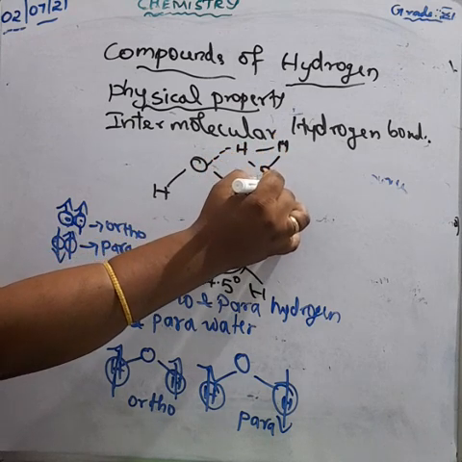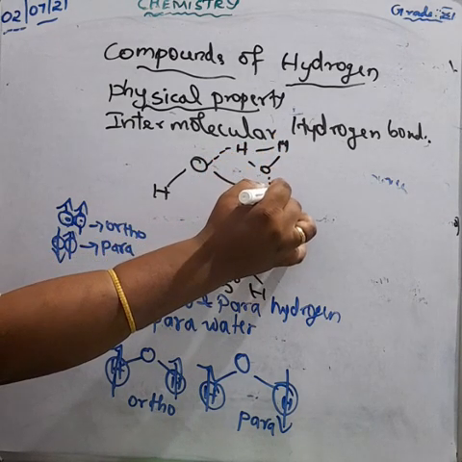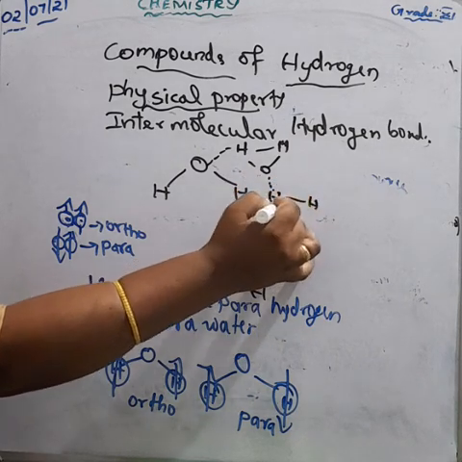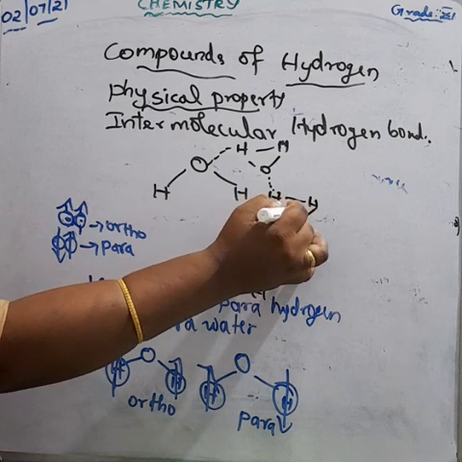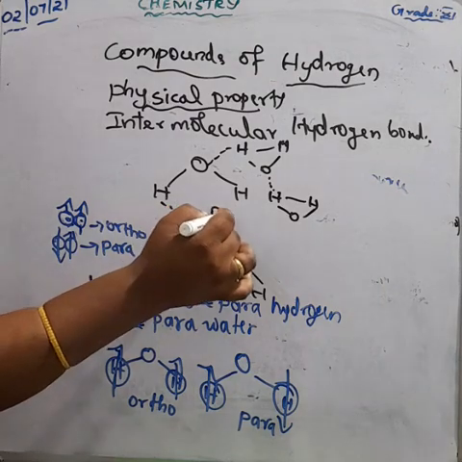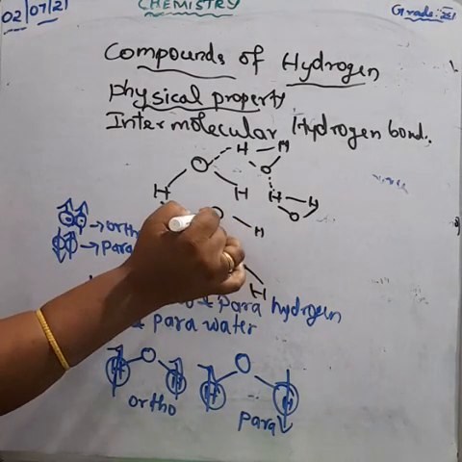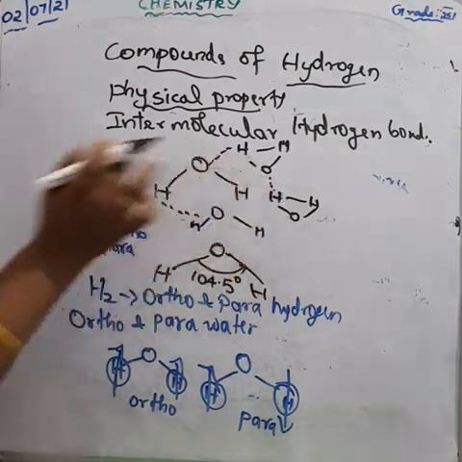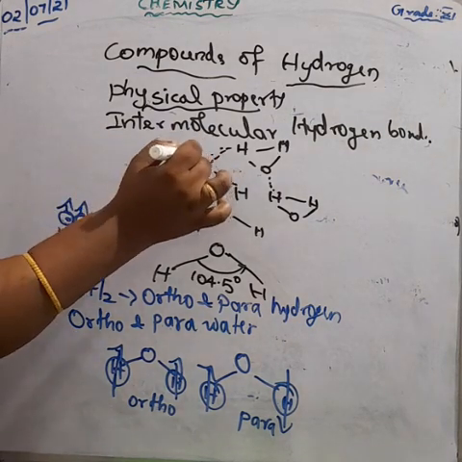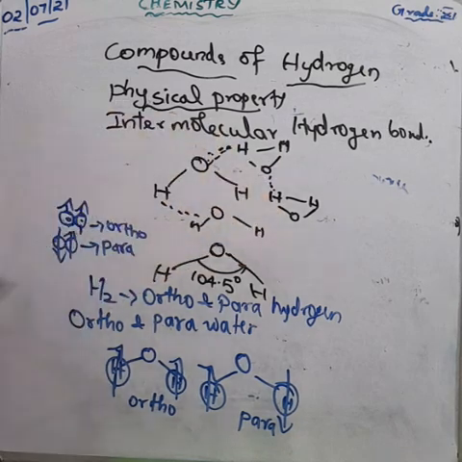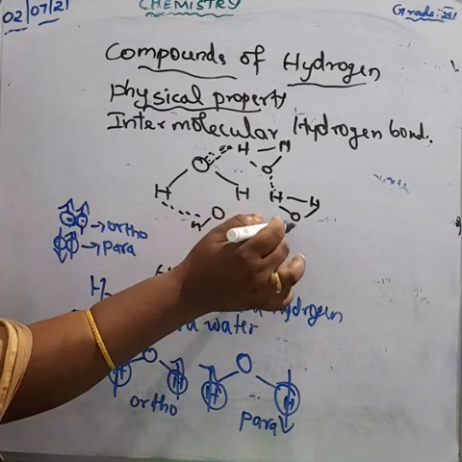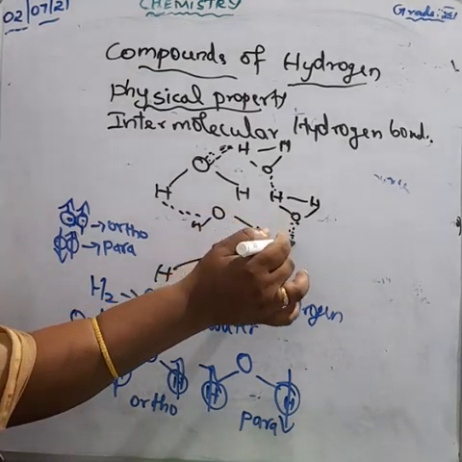This oxygen can form a bond with another water molecule, and this hydrogen bonds with the oxygen of another water molecule. This is intermolecular hydrogen bonding. So inter means between. The water molecule can form bonds between different water molecules. This is called intermolecular hydrogen bonding.